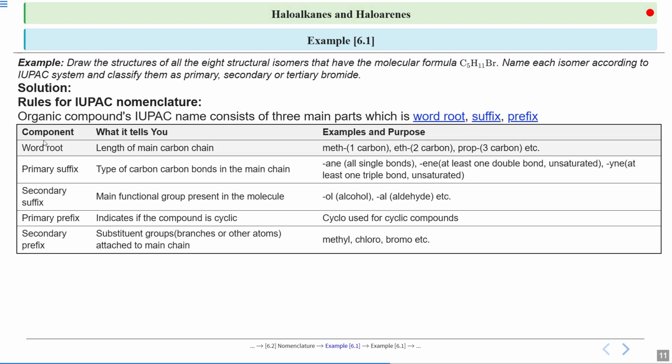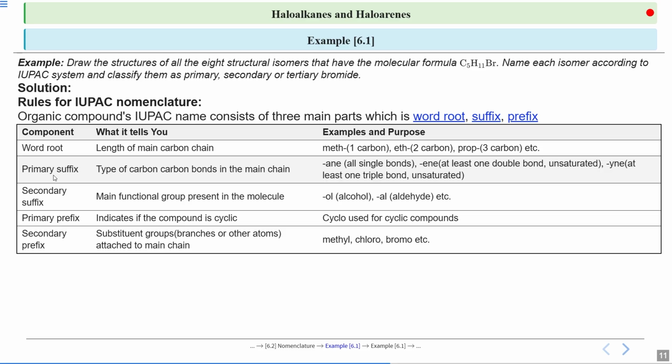Let's see in this table about each component. If you have a component that is the word root, it tells you the length of the main carbon chain. You first have to know the main, or parent, chain length, that is, how many carbons it contains. For examples, meth is used for 1 carbon, eth for 2 carbons, prop for 3 carbons, etc. So the whole name will change after considering the number of carbons, right?